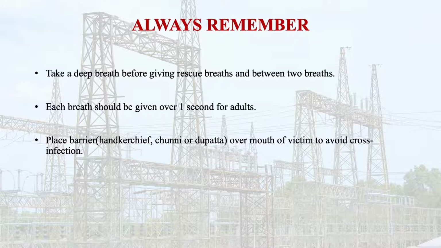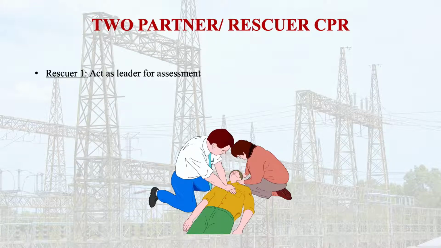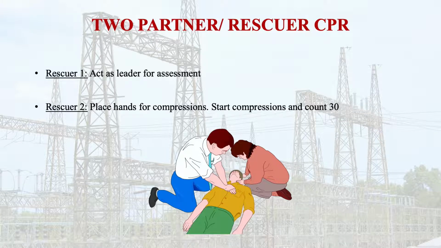So, if there are two people, how can this be done? Act as a leader for assessment. Place the hands for compression. Start compressions and count to 30. The number of chest compressions that you have to give, whether one person is there or 2 people are there, is always 30.